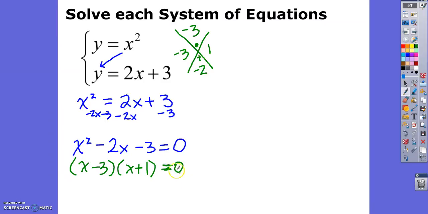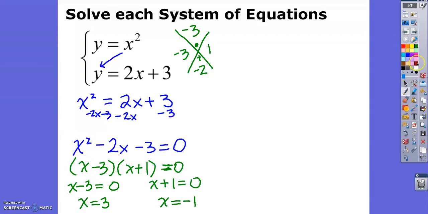So the other thing we want to consider is what else is happening with this. We can set each factor equal to 0 separately, because that's what the zero product property says. If we multiply two things and we get 0, one of them has to be 0. So we'll solve this equation, x minus 3 equals 0, and we'll solve this equation, x plus 1 equals 0. And so x will be 3 or negative 1.